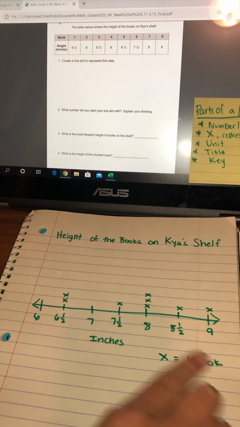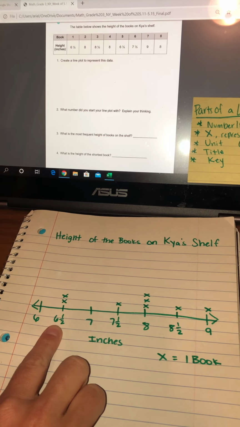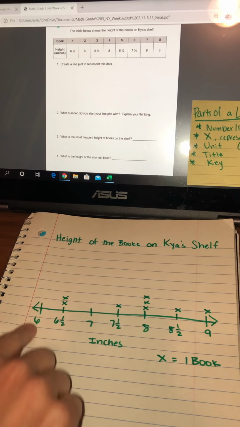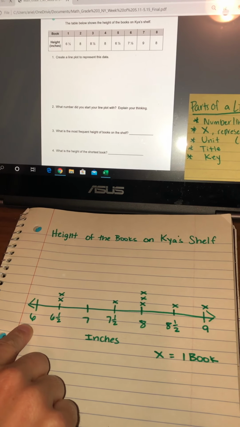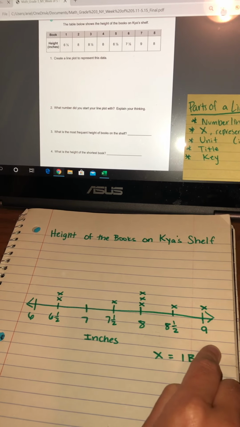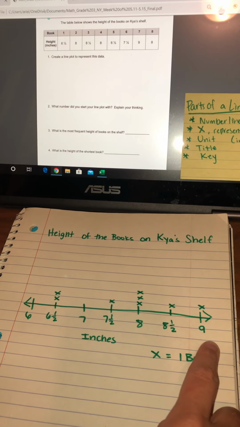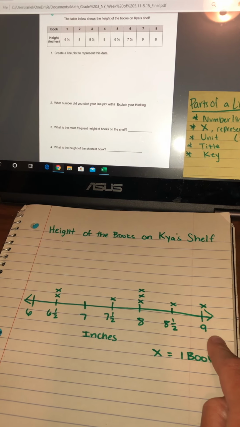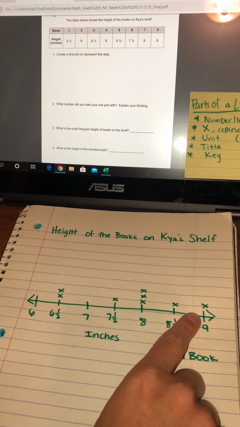So the lowest amount was 6.5. So my line plot should start at 6 because we always start with the whole number. And the highest amount was 9. 9 is a whole number, so I'm just going to stop my line plot at 9. I then plotted all of my x's.